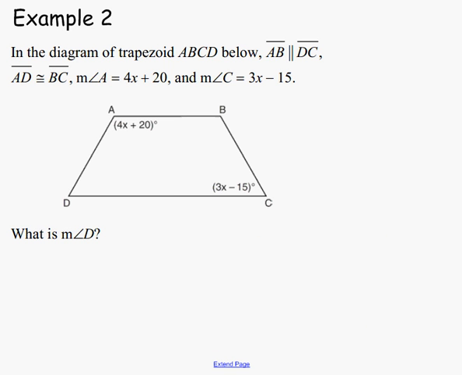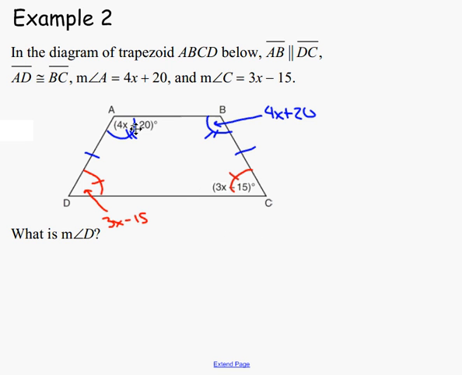In the diagram below, AB is parallel to DC. AD is congruent to BC, so that's telling us that we have an isosceles trapezoid because two of the sides are equal. Measure of angle A is 4x plus 20. Measure of angle C is 3x minus 15. Well, since we know it's an isosceles trapezoid, we know this angle has to be equal to this angle. So this here is also 3x minus 15. And we also know that this angle is equal to this angle. So this angle here is also 4x plus 20.